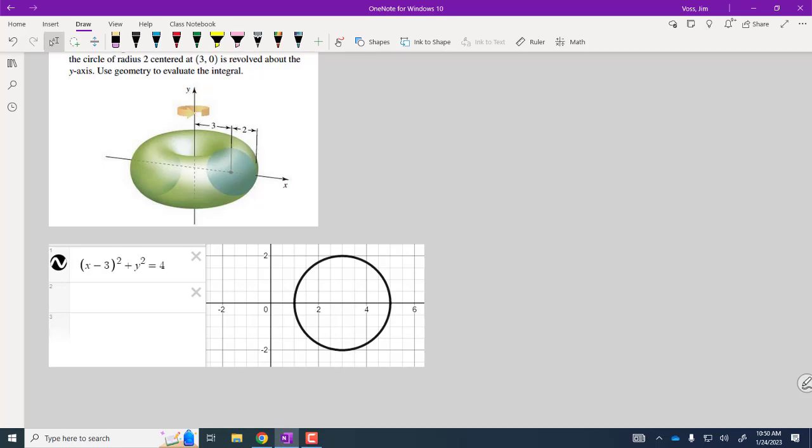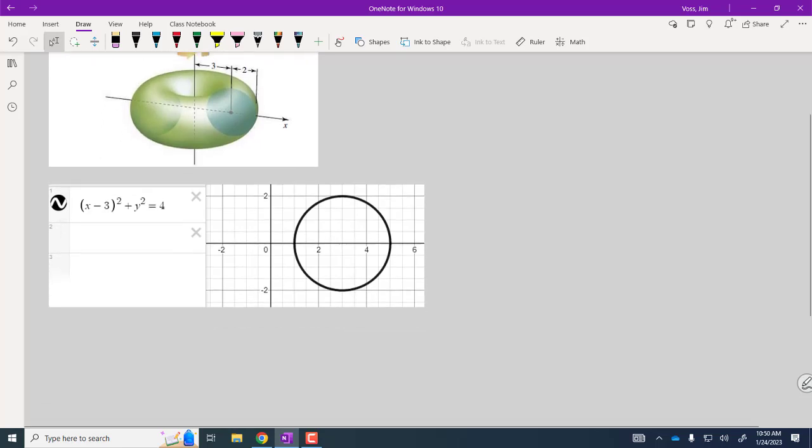Okay, so what we're going to do is think about the generating region to build this torus. If we take this disk right here, that's going to be the generating region. And if it's rotated around the y-axis, in this case, that's going to create the torus. So we have as our axis of rotation the y-axis. And at this stage, we don't have shells. We only have washers and disks.